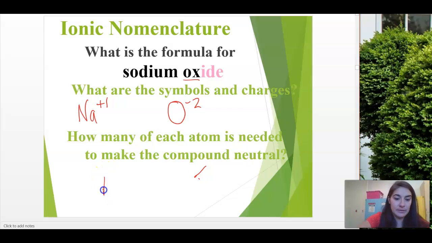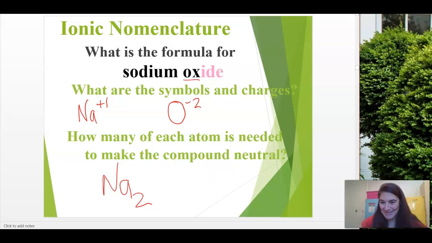Na2. Oxygen is -2. So in order to get 2 to equal 2, I just multiply it by 1. So that means I need 1 oxygen. Okay, so when you are going through this, those little subscripts are going to tell you how many of each of those ions or those elements that you need.